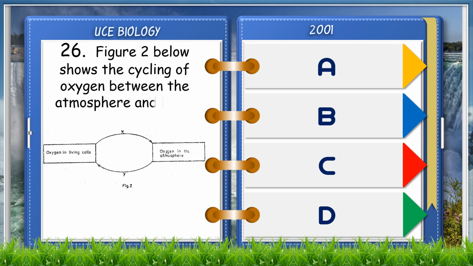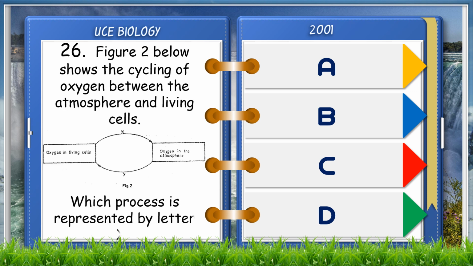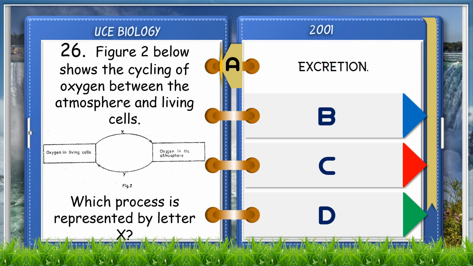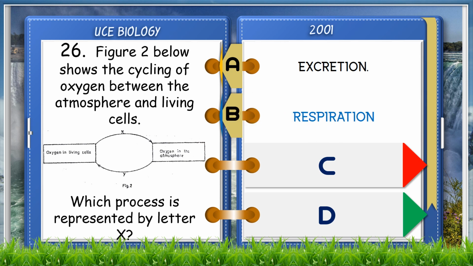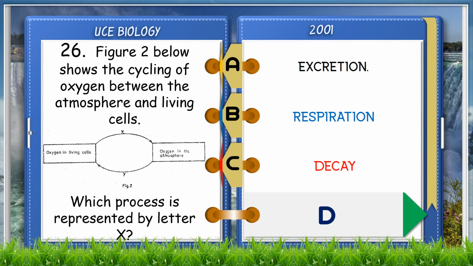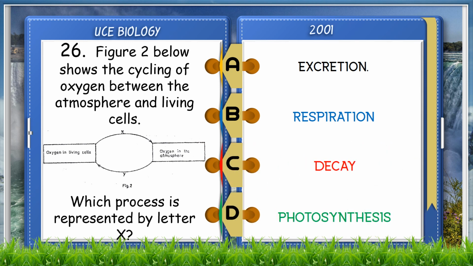Figure 2 below shows the cycling of oxygen between the atmosphere and living cells. Which process is represented by letter X? A. Excretion. B. Respiration. C. Decay. D. Photosynthesis. The answer is D. Photosynthesis.